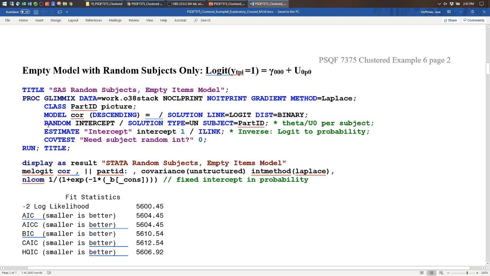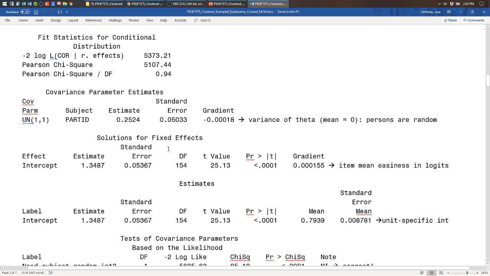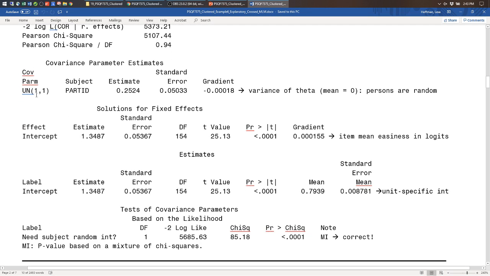If I add in a random intercept, still an empty model, this model is assuming that all items are equally difficult, but that some people are better at this task than others. They're more prone to have correct responses. So here is my random intercept variance, theta variance. That's what it means.